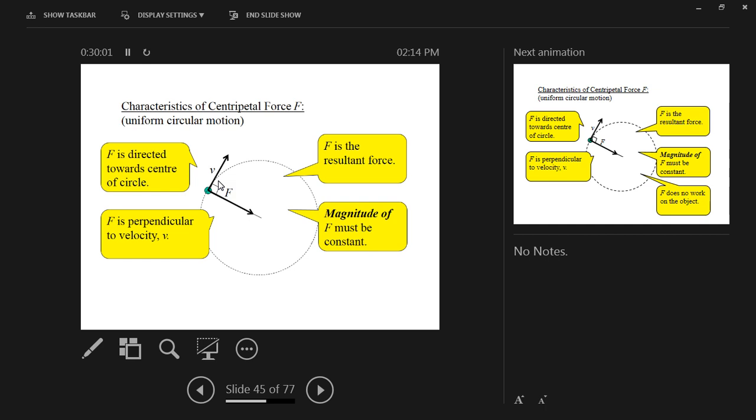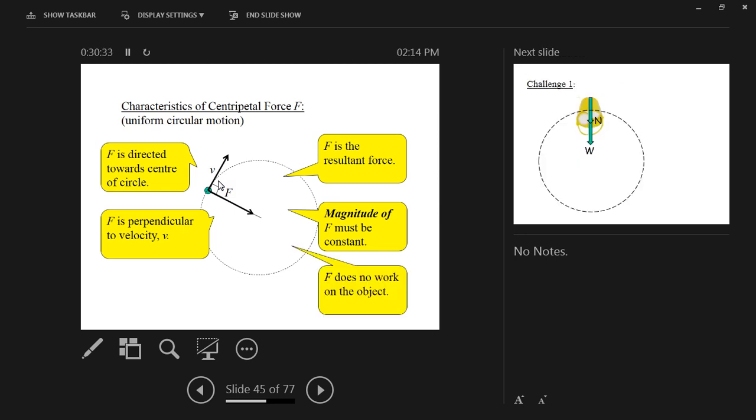The magnitude of F must be constant. Again, because it's uniform circular motion, and F equals mv squared over r, right? So if the speed is constant, mv squared over r must be constant. So the magnitude of the force must be constant. But is this force a constant? No, because the direction is changing. So it has a constant magnitude, but not a constant direction. So F is changing.